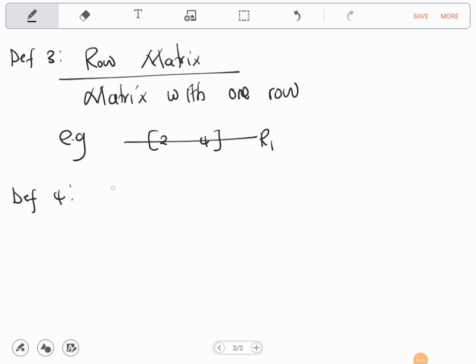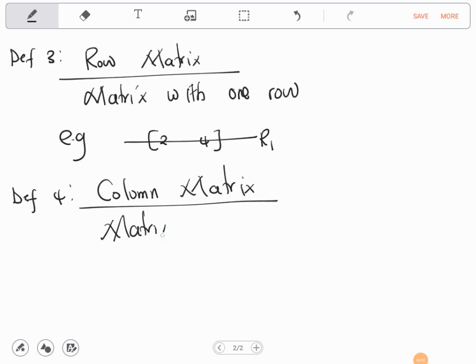Definition number 4 is a column matrix. These definitions are very important. You will see them as we get to do this, so make sure you know them. A column matrix is just a matrix with just one column. For example, I can have 5 and 4 here. There is just one column. That's a column matrix.